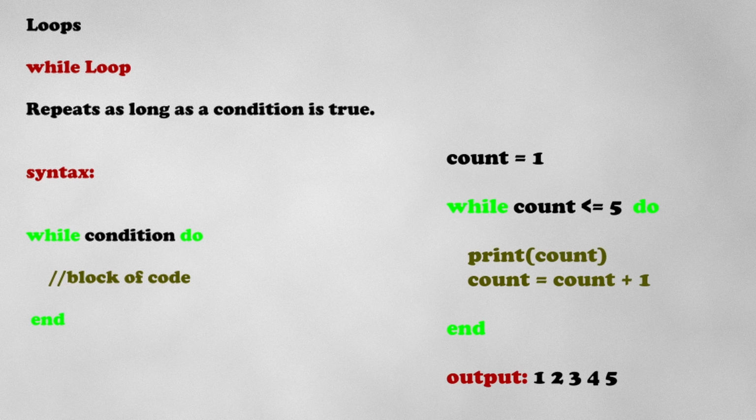While count less than or equal to 5 do. Print count. Count equals count plus 1. End. If you observe here, we increment our count, because, like our for loop, we don't have a range or starting to ending point here, so we need to specify increment or decrement in the loop. Otherwise, the count will stay at 1, so the loop will not end. It will print infinite times because it satisfies the condition less than 5.